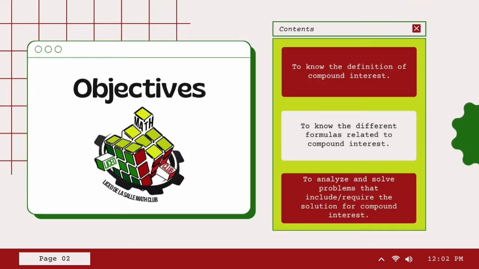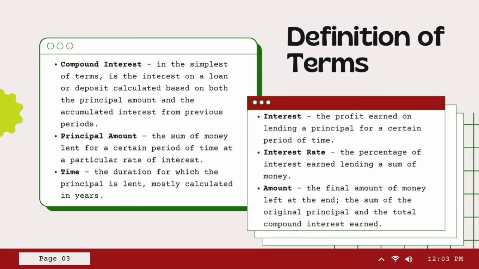The objectives for this lesson are to know the definition of compound interest amongst other terms, to know the different formulas related to compound interest, and to analyze and solve problems that include or require the solution for compound interest. Before we start the discussion, let us first define the necessary terms.